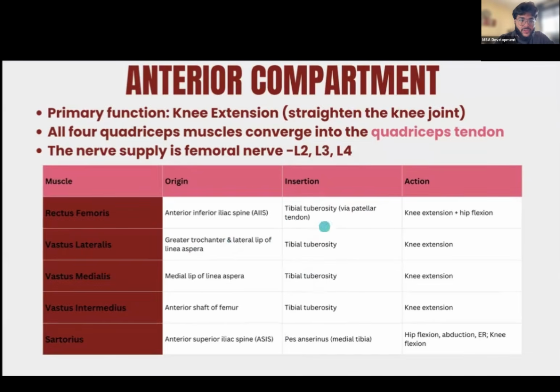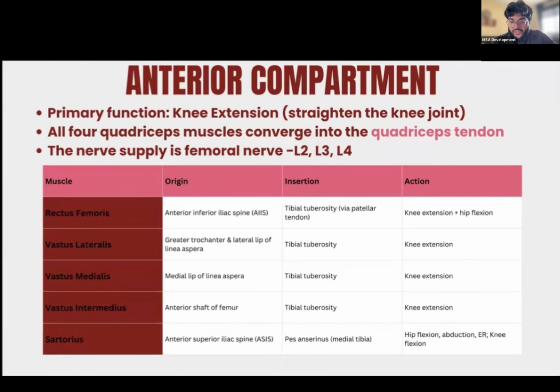I don't think you need to know the insertions, but for completion's sake, I'll mention they're here if you want to read them in your own time. Then you have the vastus medialis, which originates from the medial lip of the linea aspera, and this muscle is responsible again for knee extension, as are all the other quadriceps muscles.